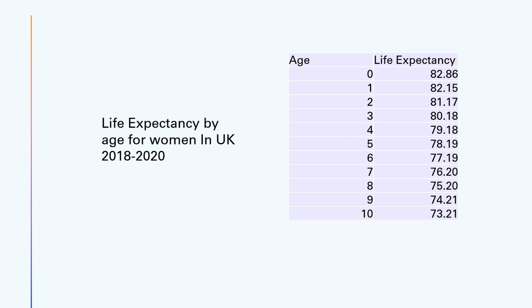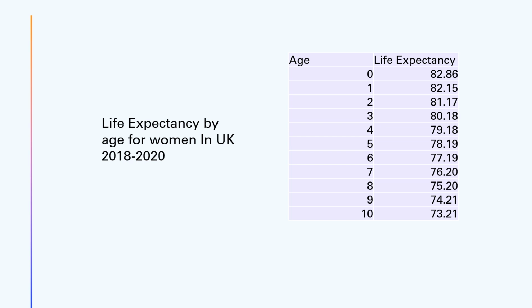And here I've given life expectancy for the first 10 years of life. And as you can see, women at birth could expect to live for 82.86 years if they experience the current age-specific death rates at that time. So a baby born in that period, 2018 to 2020, would expect to live until just under 83 years of age if they experienced the current age-specific death rates that were recorded over that 3-year period.